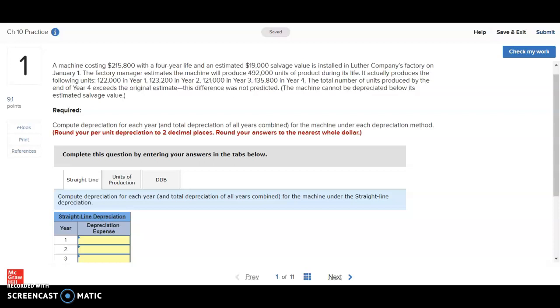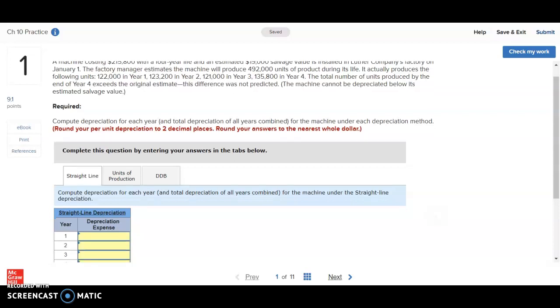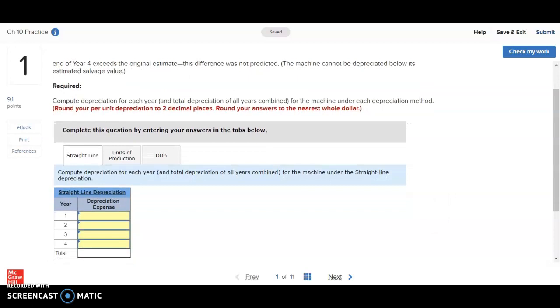So that last couple bits of information where they tell us the actual units, that's going to be used only in the units of production. We don't need that information for straight line or double declining balance. So the first thing says to compute the depreciation for each year and the total depreciation for all years under each depreciation method. So we're going to look at straight line depreciation first.